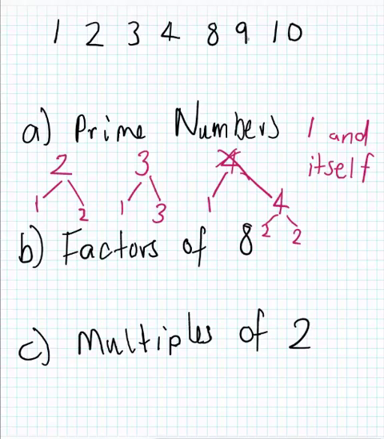9, is 9 a prime number? It looks like it because it's an odd number, but actually I know that 3 can be divided into 9. So 9 is not a prime number. And 10, well, I've got 1 and 10, but I know 2 times 5 gives me 10. So 2 and 5 are factors of 10. So 10 is not a prime number. So the only prime numbers in these given numbers were 2 and 3.